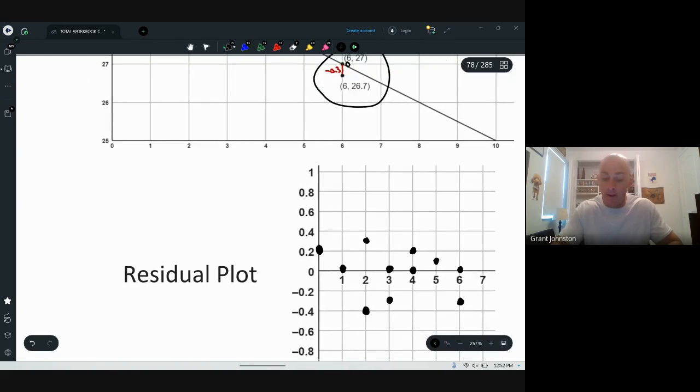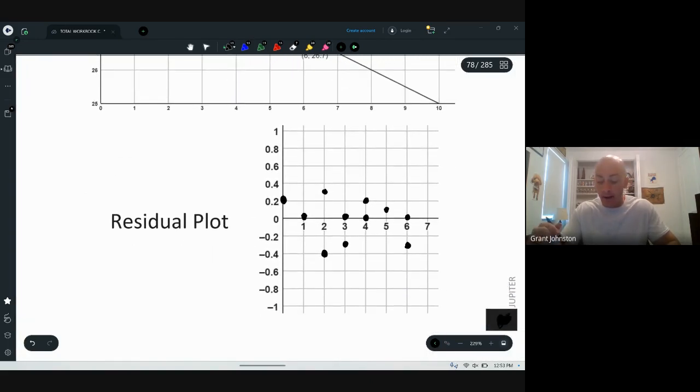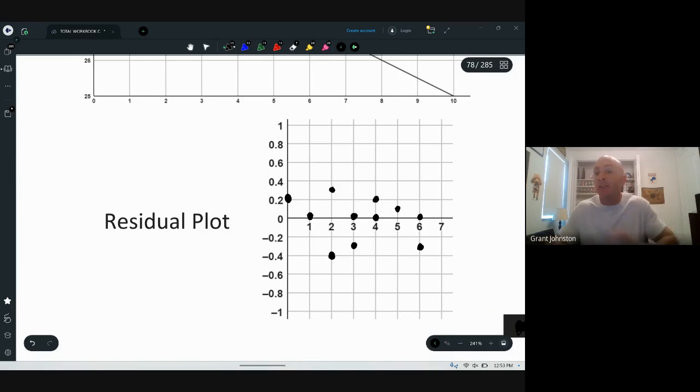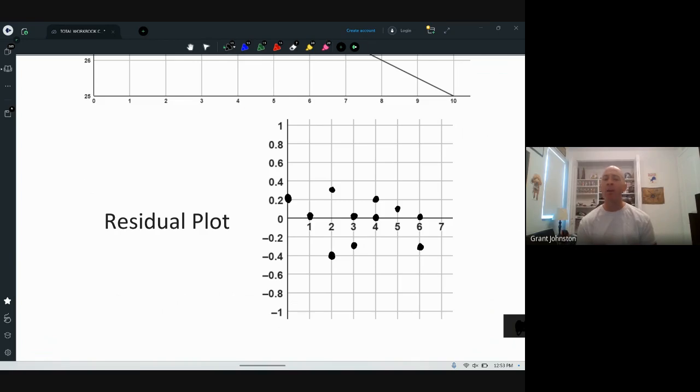Okay, so that took some time, but that's how you make a residual plot. Now, here's the thing. It's a mess, right? It's just a bunch of dots scattered up and down. You don't connect them or anything. It's just a residual plot. I don't even know how you would connect those dots. Some of them are vertically stacked on top of each other. This is what a residual plot looks like. It just looks like a mess.